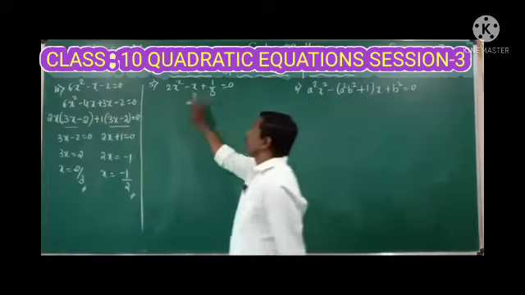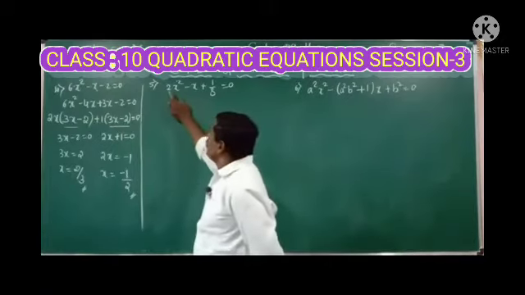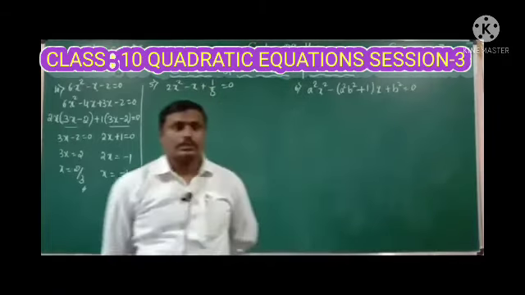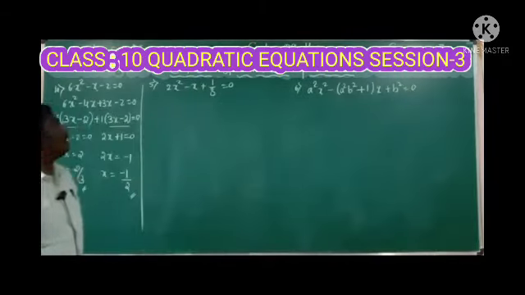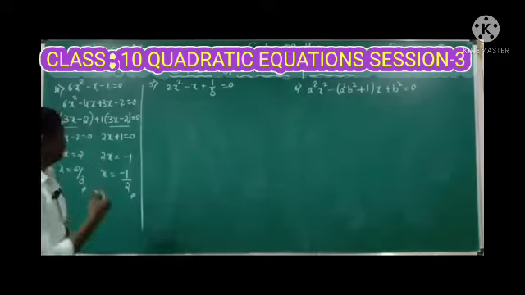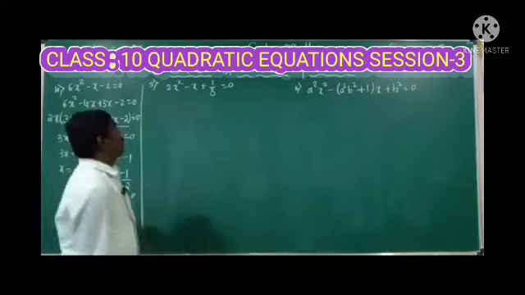See the next question: 2x square minus x plus 1 by 8 is equal to 0. This is the given quadratic equation. For this quadratic equation, you need to find the roots by the factorization method.